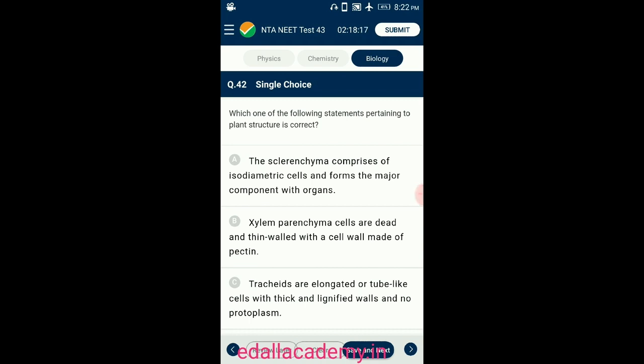Sclerenchyma cells provide mechanical support to organs. And xylem parenchyma cells are living and thin-walled and their cell walls are made up of cellulose. They store food material in the form of starch or fat and other substances like tannins. So the answer for this question is option C. Tracheids are elongated or tube-like cells with thick and lignified walls and no protoplasm.